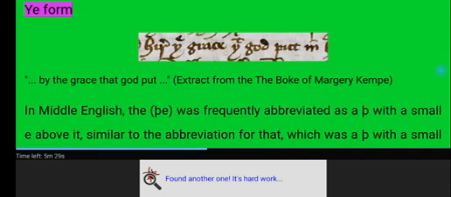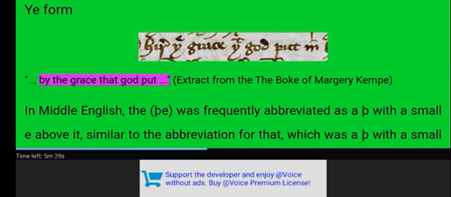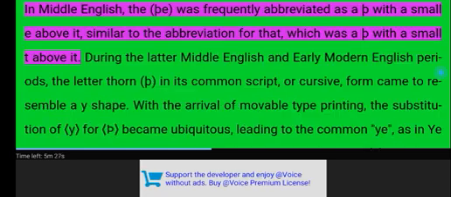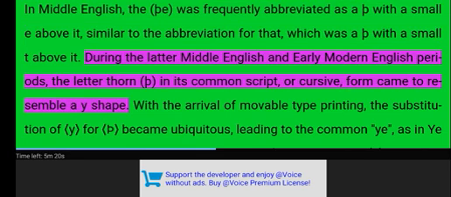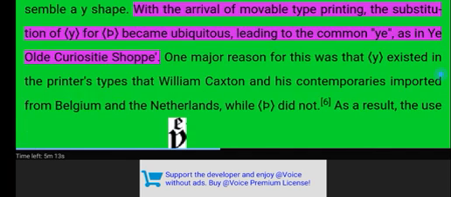Ye form. By the grace that God put. Extract from the book of Margery Kempe. In Middle English, the was frequently abbreviated as thorn with a small e above it, similar to the abbreviation for that, which was thorn with a small t above it. During the latter Middle English and early modern English periods, the letter thorn, in its common script, or cursive, form came to resemble a Y shape. With the arrival of movable type printing, the substitution of Y for thorn became ubiquitous, leading to the common ye, as in ye old curiosity shop.